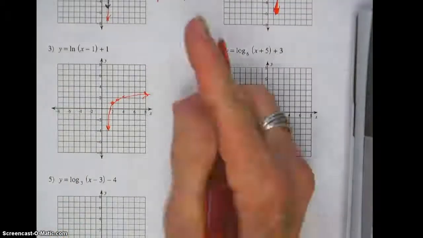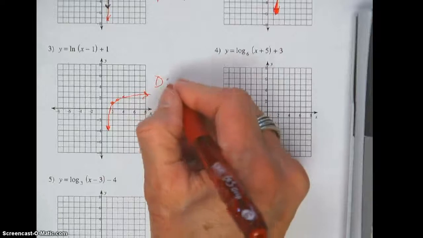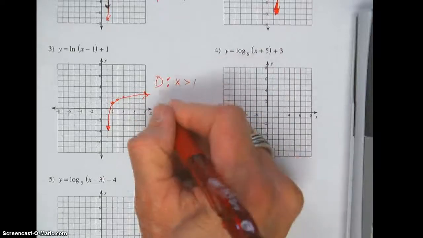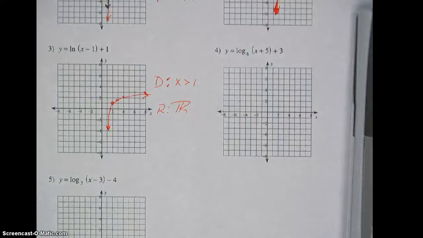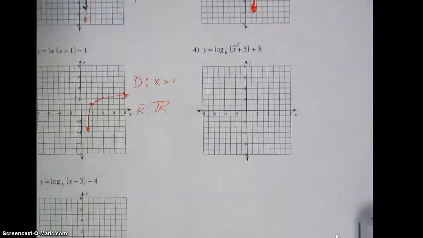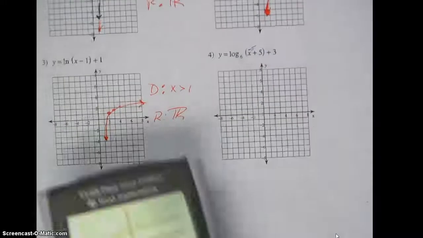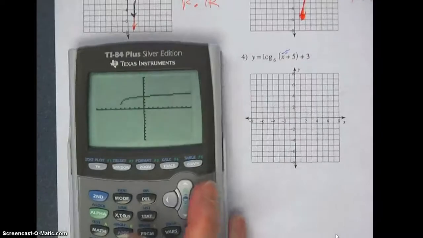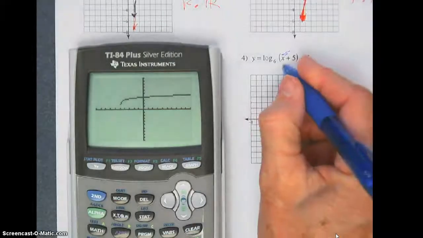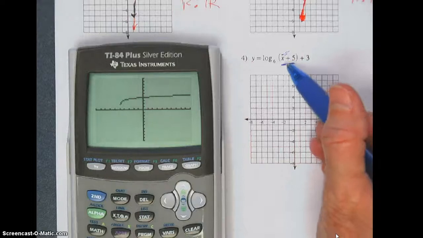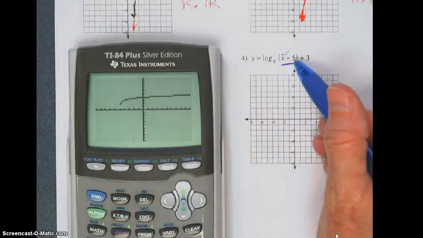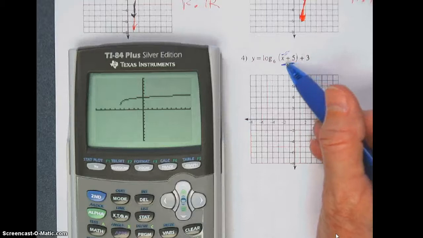So again, you'll be asked to state the domain. x is greater than 1. Range is all reals this time. And so when you look at these logarithms, know that they're going to go sideways. And if we have a logarithm, the input must be positive. So at x equal to -5, that'll give us a 0. But we can't go on the other side of -5.